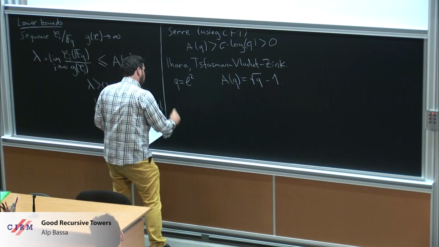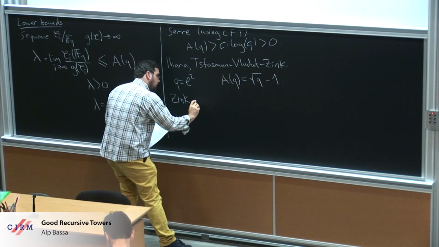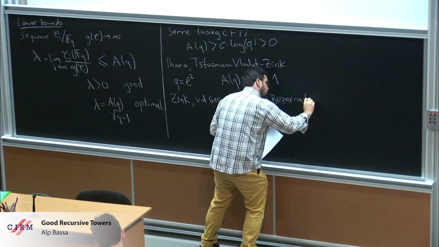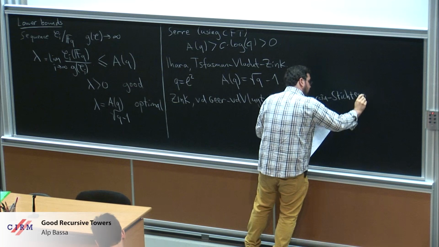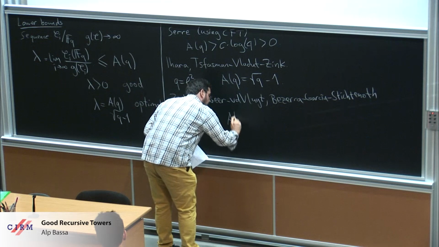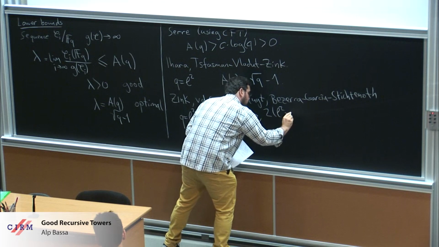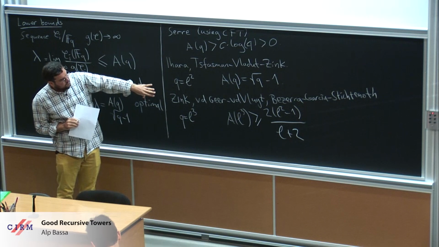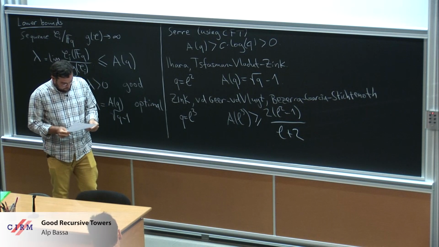For cubic finite fields, there's a result by various people, Zink, van der Geer, and van der Vlugt, and Bezerra, Garcia, and Stichtenoth. So this is in the case that Q is of the form L cubed, where L is again a prime power, and the lower bound they obtained was A of L cubed can be lower bounded by 2 times L squared minus 1 divided by L plus 2. So what were the methods used here? Zink used the generations of Shimura surfaces, and van der Geer, van der Vlugt, and Bezerra, Garcia, Stichtenoth, they used explicit recursive towers. Yeah.